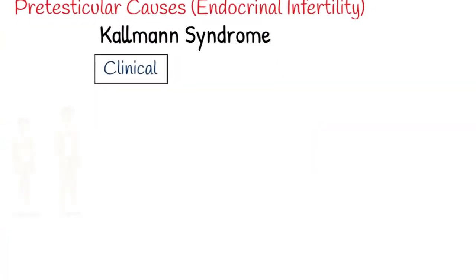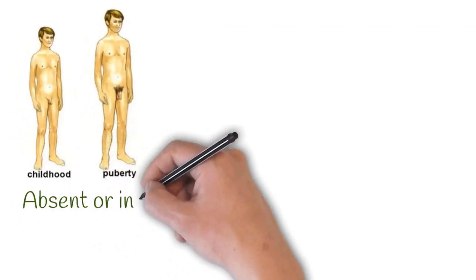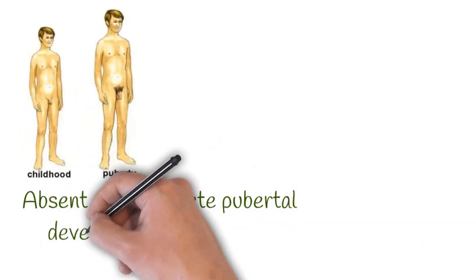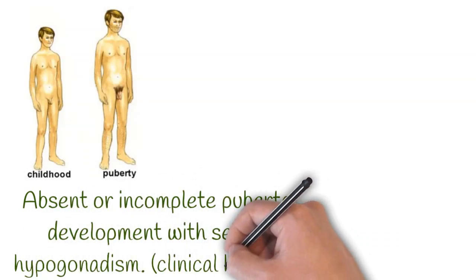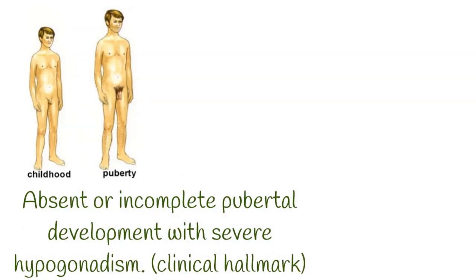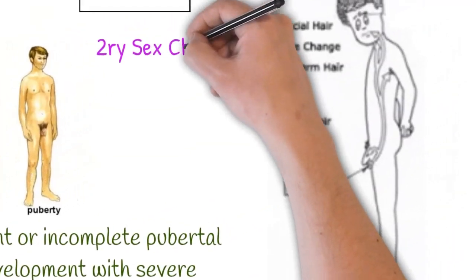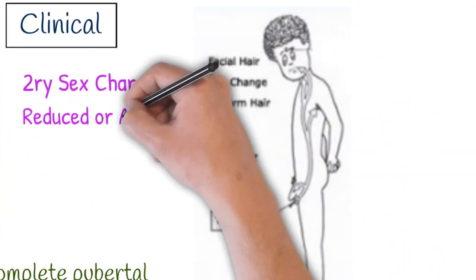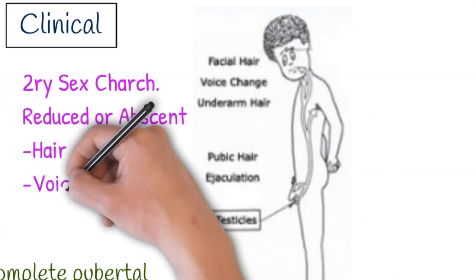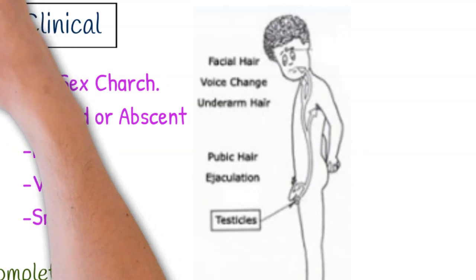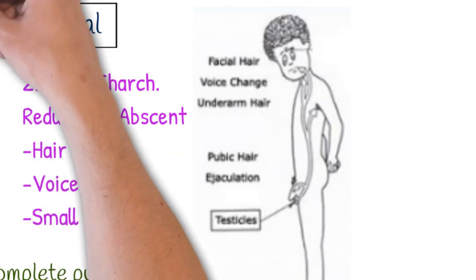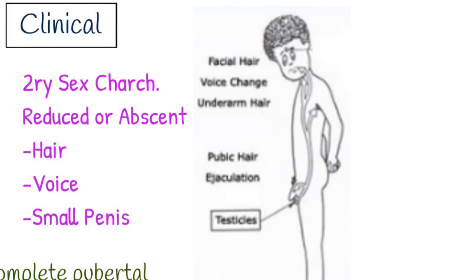طيب ايه هي الكلينيكال بيكتشر للكالمان سيندروم؟ Absent or incomplete pubertal development with severe hypogonadism is the main clinical landmark for Kallman syndrome. تاني حاجة عندنا السكند sexual characters تبقى deficient or absent. زي إيه؟ زي الهير، سواء البيوبيك هير أو البادي هير. الفويس بيبقى عنده small penis plus الأنوزميا، ودي من الفيتشرز المهمة جدا لتشخيص حالات الكالمان سيندروم.